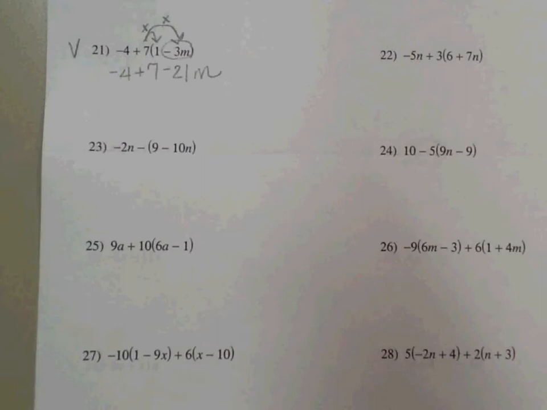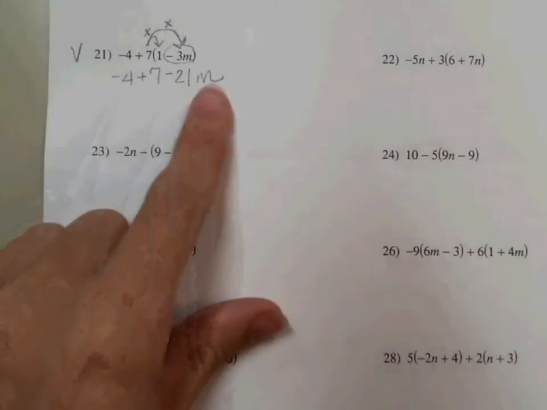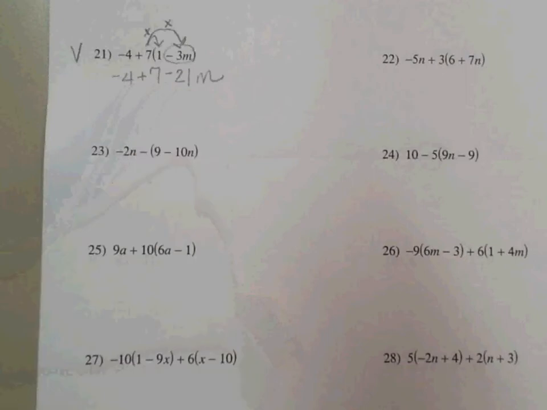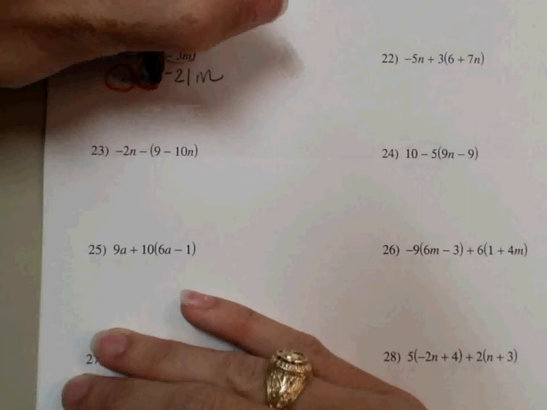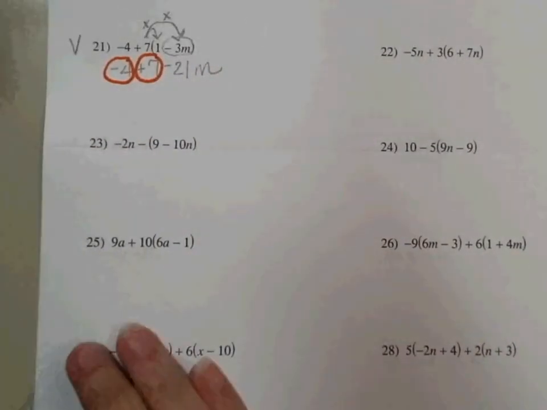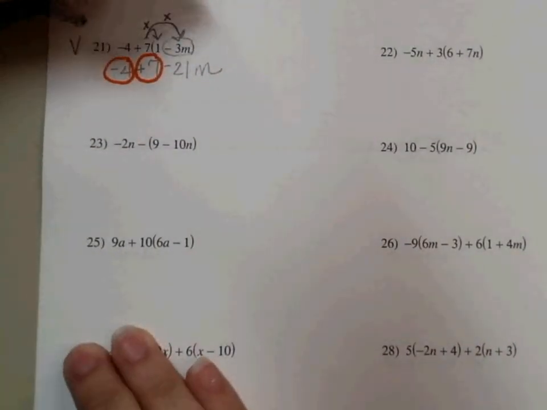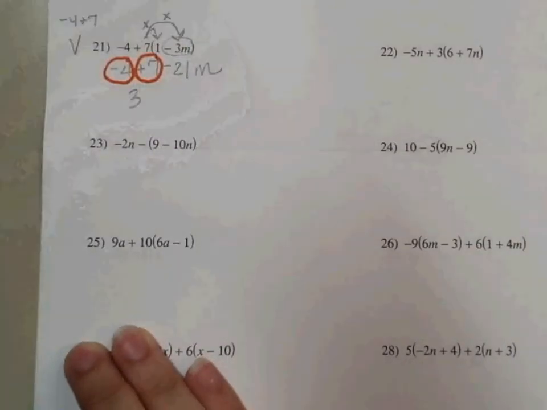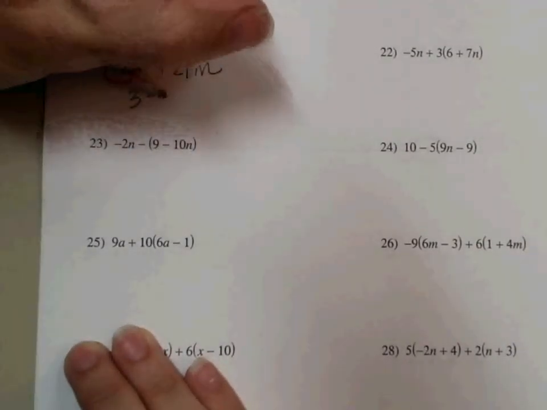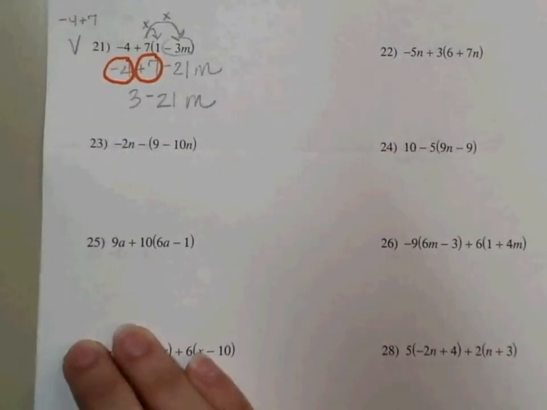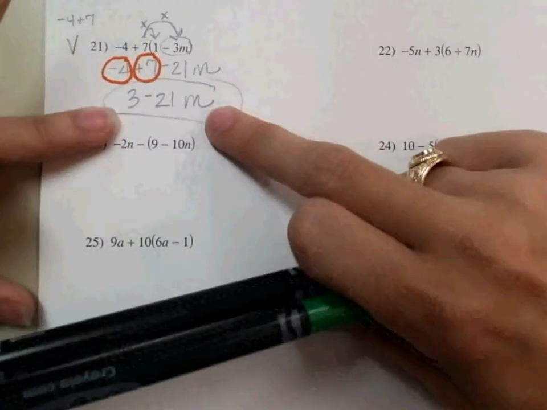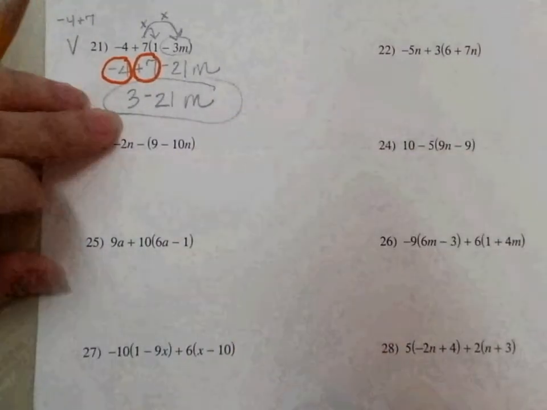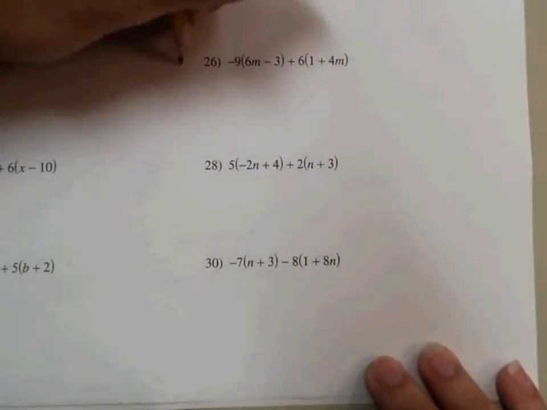Now I'm going to get my colors back out. I don't see any m's that I can combine with, but I do see a negative 4 and a 7, and I know that those are units, so I can combine those. I can simplify this just a little bit more. If you put in your calculator negative 4 plus 7, you're going to get 3, and then we still have minus 21m. That is simplified. I have nothing else that I can combine, no more like terms, and I have nothing else to distribute.